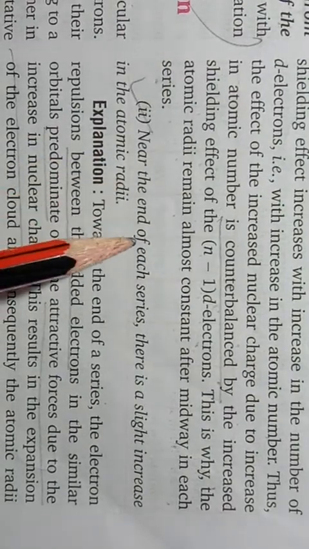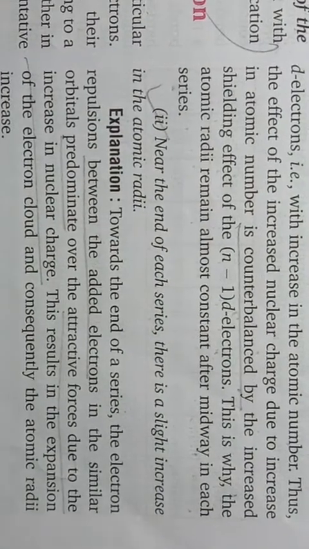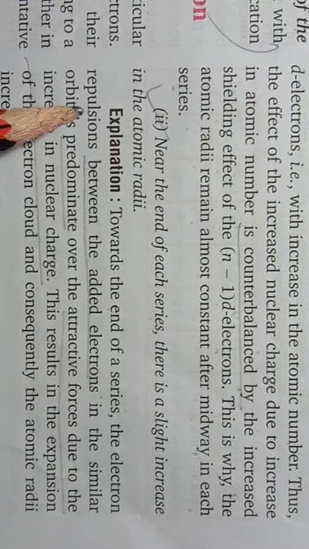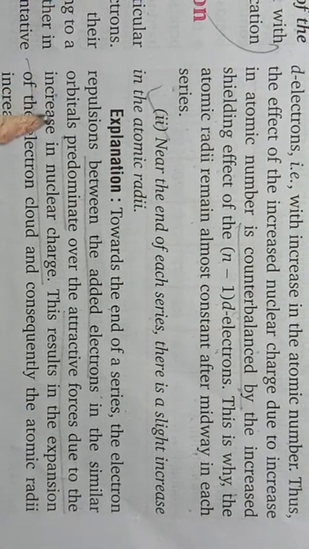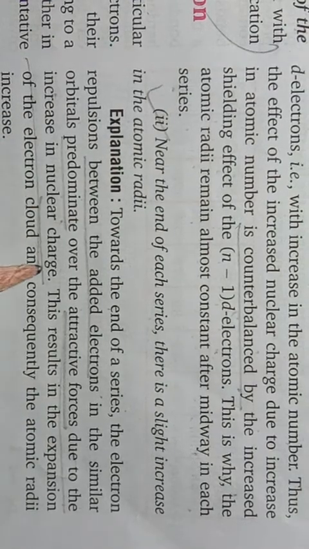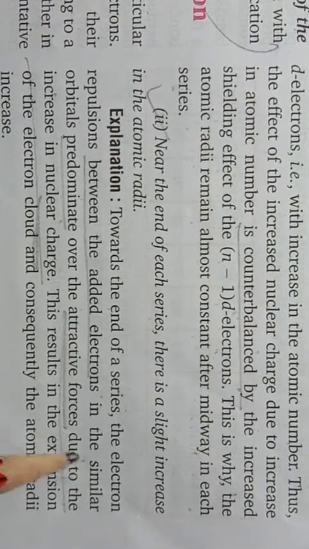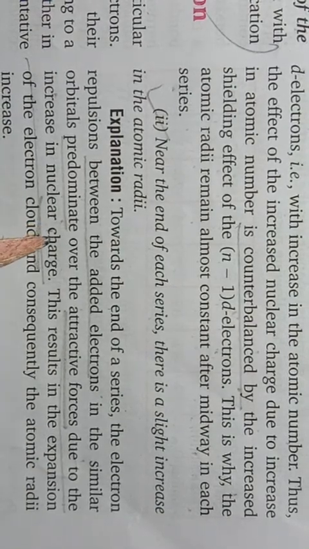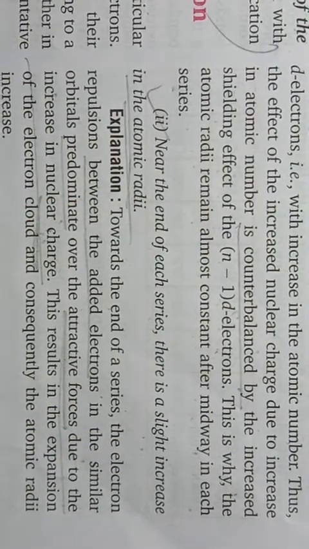Second point, near the end of each series there is a slight increase in the atomic radius. This is because towards the end of a series the electron repulsions between the added electrons in the similar orbitals predominate over the attractive forces due to the increase in nuclear charge, and that is why at the end of the series there is a slight increase in the atomic radius.